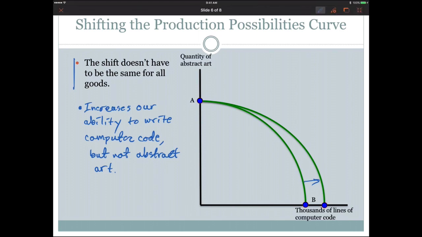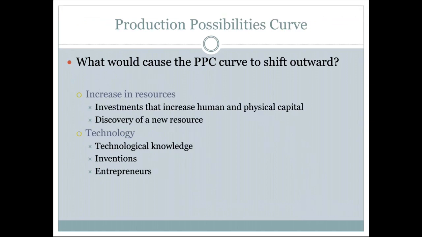Now, what we haven't addressed is what would actually cause economic growth, or what would cause these curves to shift outward. There are quite a few things that would cause these curves to shift outward. The first and most obvious one is an increase in resources. If someone discovers a new source of oil or a new source of copper or aluminum or something like that, an increase in resources, specifically a discovery of a new resource, means you have more available resources and you can produce more stuff.